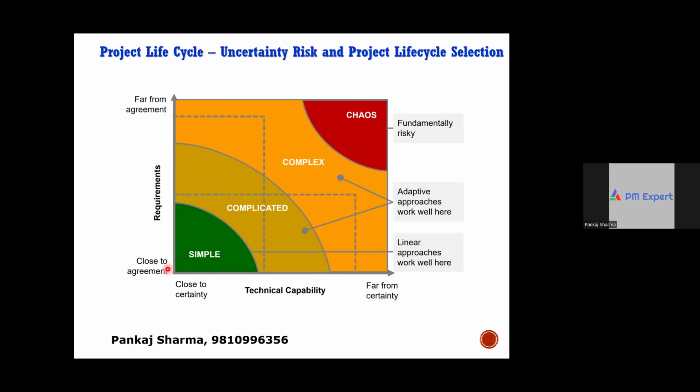The projects which have very less uncertainty in the requirements and technology, they're simple. As I move forward, as the uncertainty related to requirements and technology is increasing, we are categorizing the projects as complicated and complex. And beyond this, chaos is a state where we have projects which are fundamentally risky. So first, let's start with simple projects.